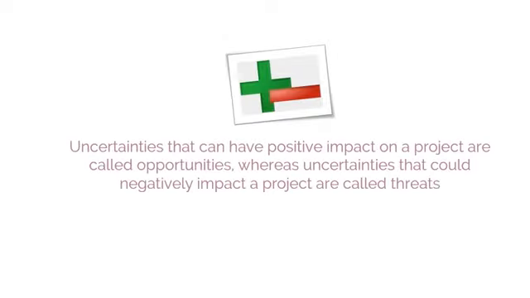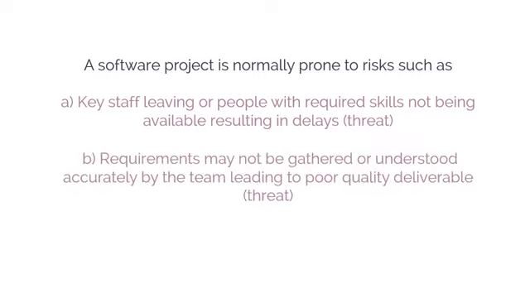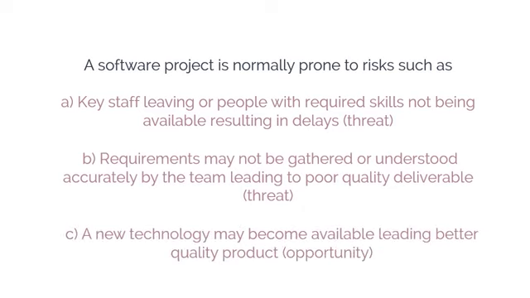Uncertainties that can have a positive impact on a project are called opportunities, whereas uncertainties that could negatively impact a project are called threats. For example, a software project is normally prone to risks such as key staff leaving or people with required skills not being available, resulting in delays. That's a threat. Requirements may not be gathered or understood accurately by the team, leading to a poor quality deliverable. That's a threat. A new technology may become available, leading to a better quality product.